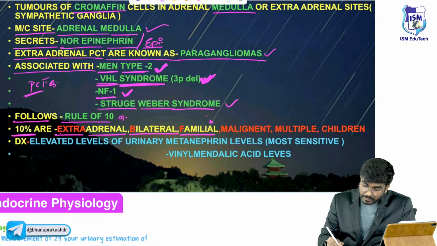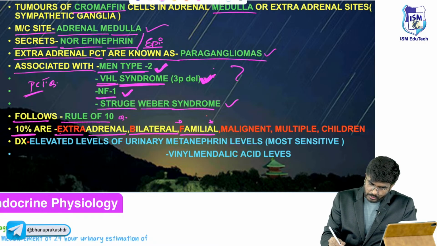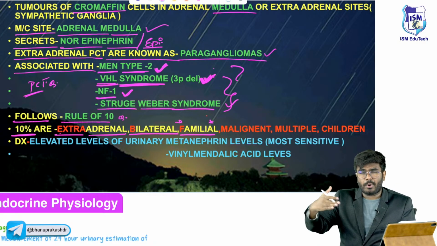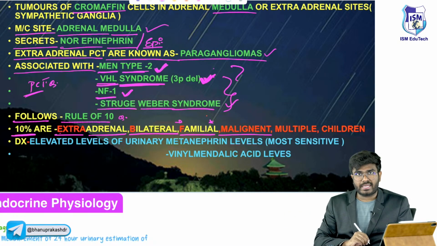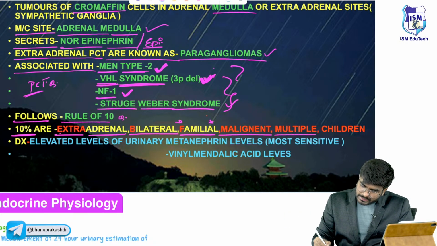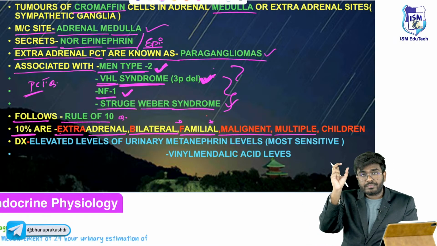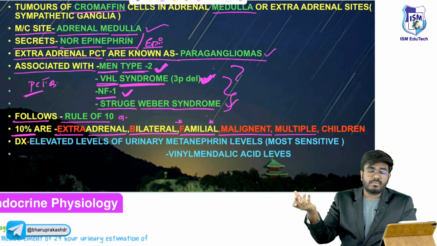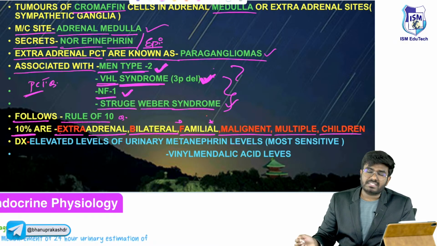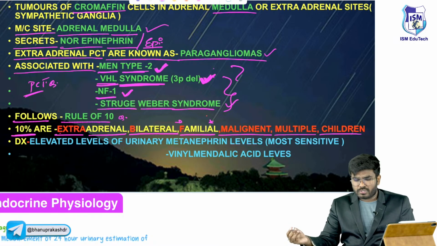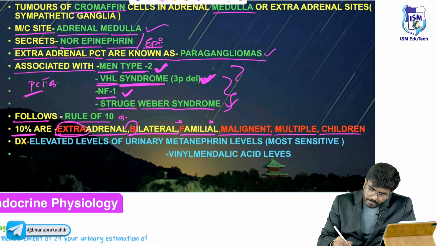10% of the time, they are familial, passing in the families via the genes. 10% of the time, they will turn into cancer, malignant. 10% will be multiple, not just one tumor, multiple tumors are seen. And 10% are seen in children. So I used to remember it like extra BF.